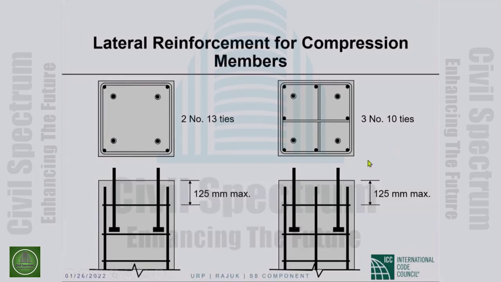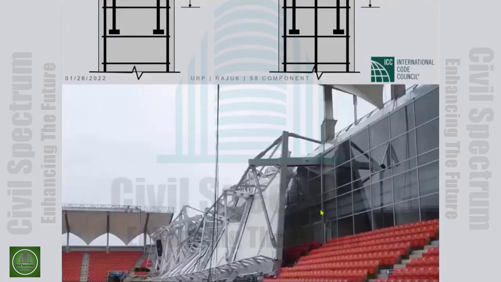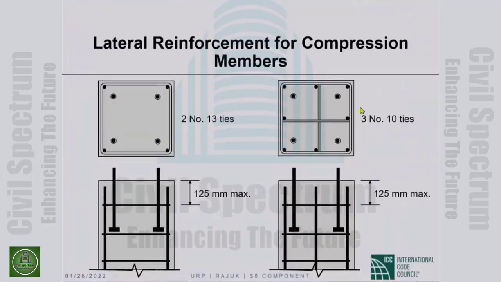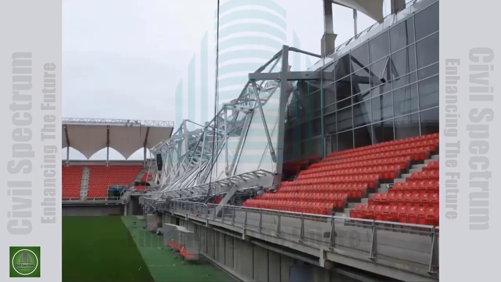Here, the difference between this and that is the column cage has another bar in the middle. So the ties will look like this. There would be cross ties around the middle bar, and those ties and cross ties have to be provided within the 125 millimeter distance, 3 number 10 or 2 number 13. Okay, so this is vitally important.